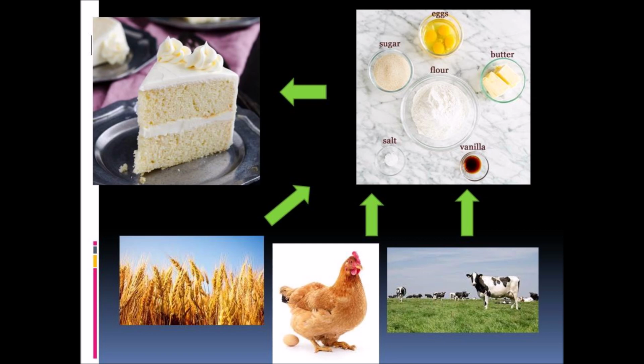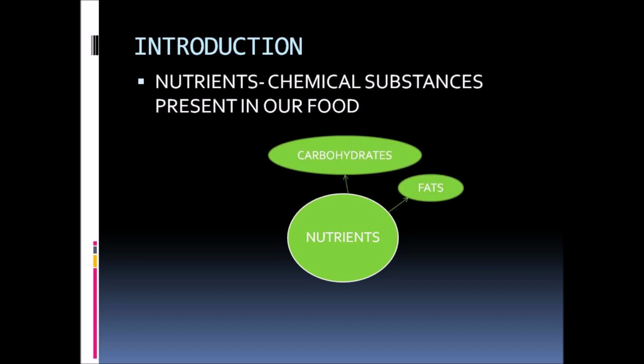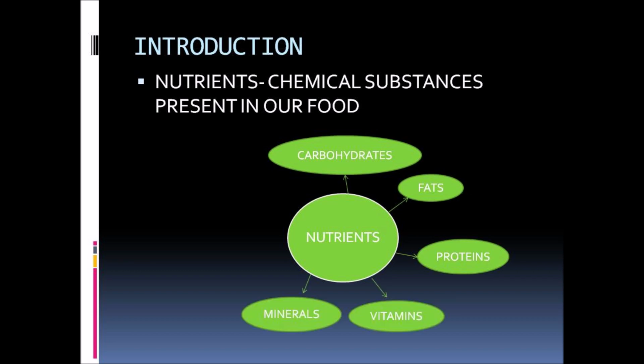Every ingredient is made up of chemical substances. These substances are essential in maintaining life and for growth. These substances are called nutrients. The food that we eat includes 5 major nutrients. Can you list them out? They are carbohydrates, fats, proteins, vitamins, and minerals. There are 2 other components of food, that is, roughage and water.